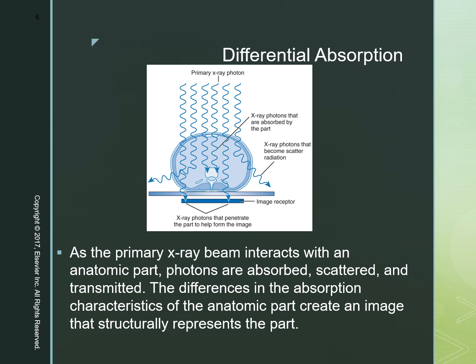Okay, so that subject contrast is going to have a significant impact on our differential absorption. As the primary X-ray beam, like it says here, interacts with the anatomic part, our photons are going to be absorbed, scattered, or transmitted. Now, the subject contrast of that anatomic part will determine how much is absorbed, how much is scattered, and how much is transmitted. So, as I said, the higher the subject contrast, the more you're going to typically see radiographic contrast as well.